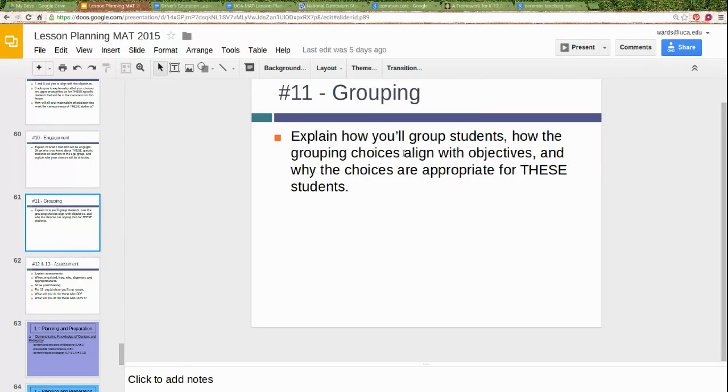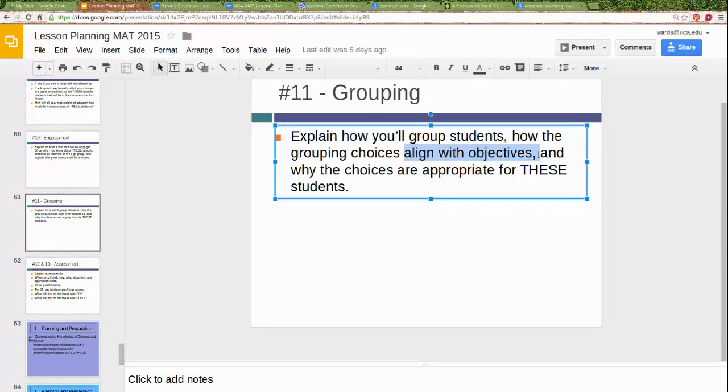And just like we've looked at the other things, it's super important that you look for ways to word your answer that will show that you're aligning your choice with your objectives, and/or you're aligning your choice with these particular students and what you know about them. I know that 9th graders like to talk. They're super social. They also love technology.